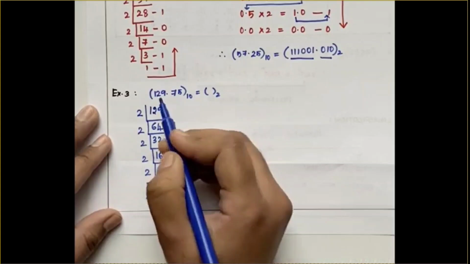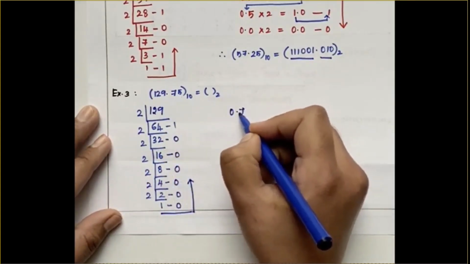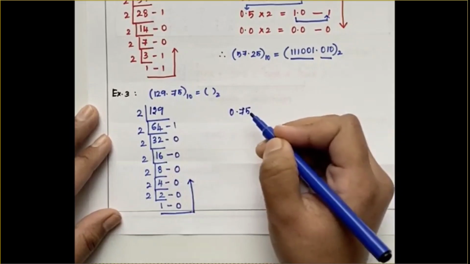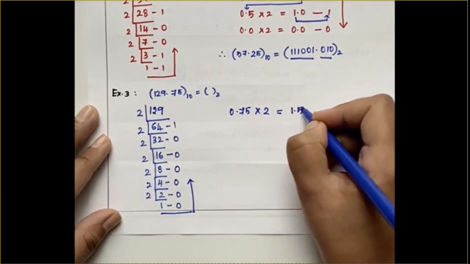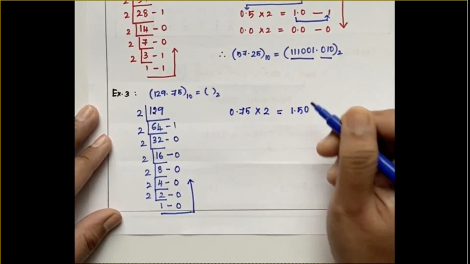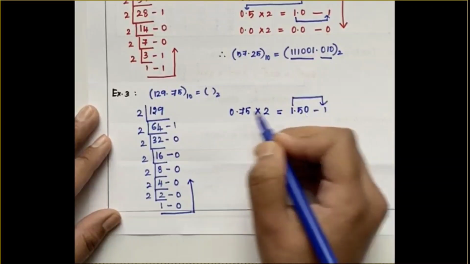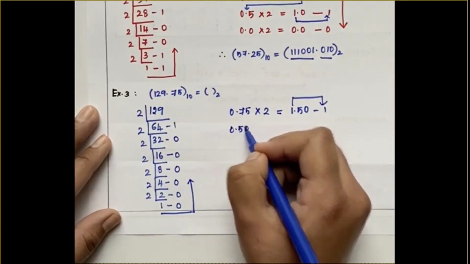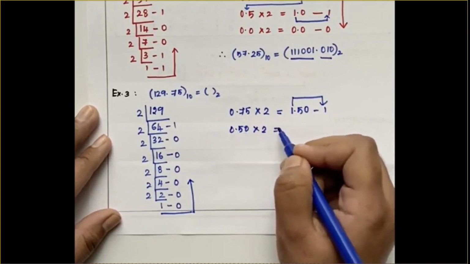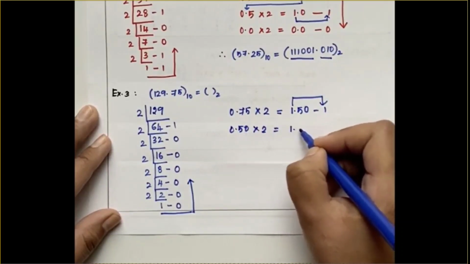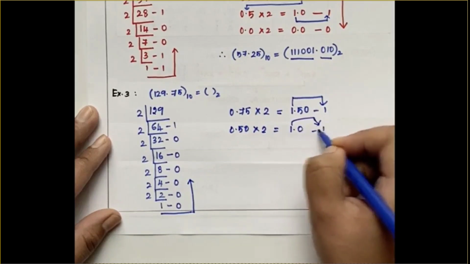Next we will move on to the fractional part, which is 0.75. So for that we have to multiply by the base value, which is 2. So 0.75 into 2 is equivalent to 1.50. So in front of the decimal we have the value 1, so keep that aside. Next, the remaining value is 0.50, into 2 again, which is equal to 1.0. So again we have 1 in front of the decimal, so we can keep that aside.